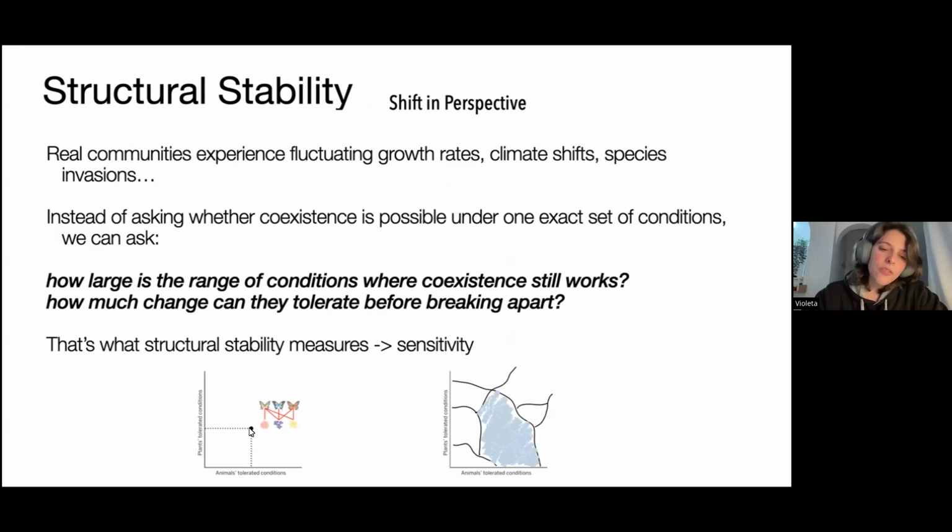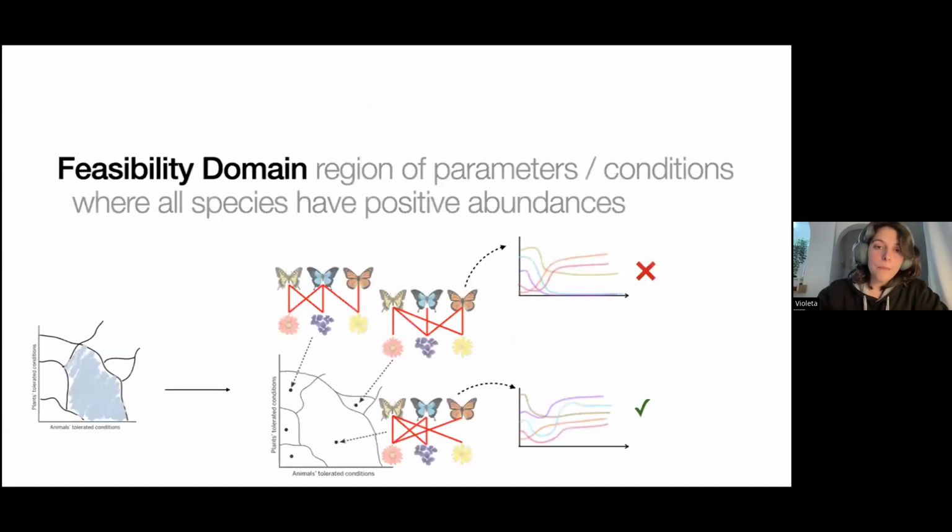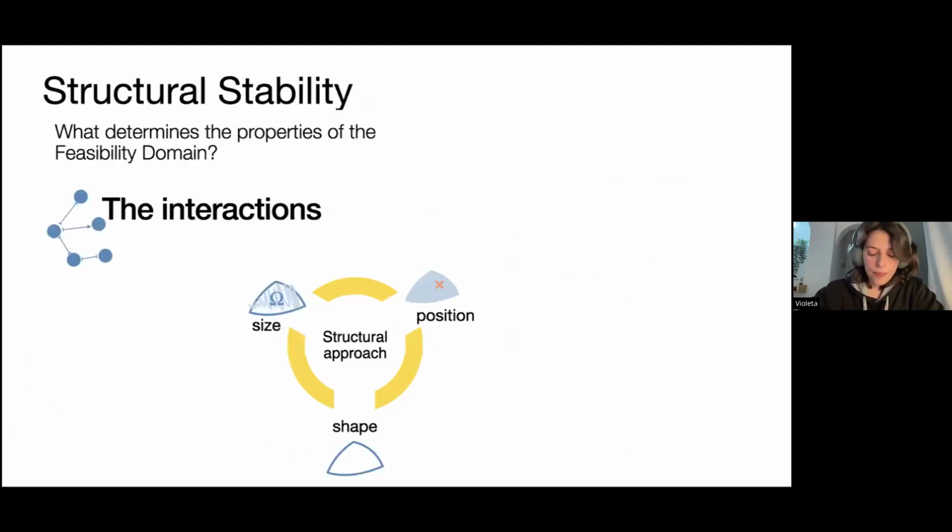So instead of one point, I don't know if you can see my pointer, but instead of just studying one point, we study the size and the shape of the region of all the points that produce coexistence. And by coexistence, basically, I mean the region of parameters where all species have positive abundance. And that's called, in this structural stability jargon, the feasibility domain. So in this space of conditions, you might have one point in which some species go extinct because they have, I don't know, very small R's, and other points in which species persist. So we want to study this region of positive abundance points.